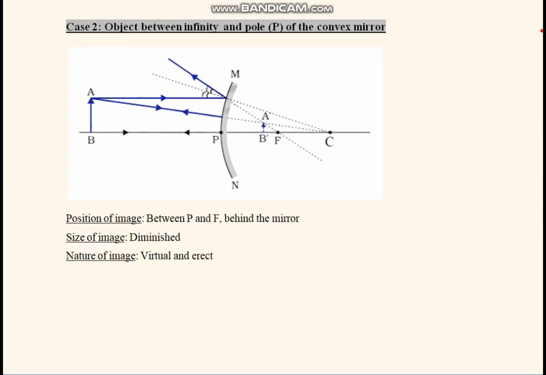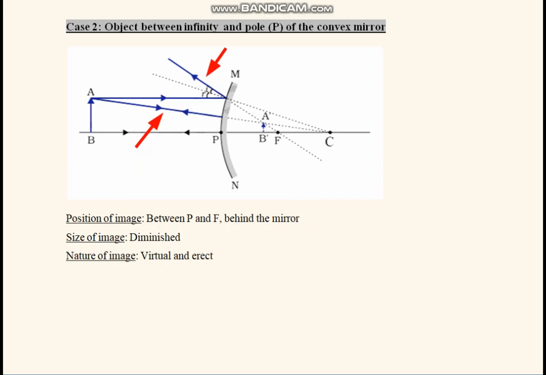The second case is that when the object is lying between infinity and pole of the convex mirror, or you can say when the object is lying anywhere in front of the convex mirror. In this case, suppose AB is the object which is lying in front of the convex mirror. A ray of light parallel to the principal axis appears to diverge from the principal focus of the mirror, and another ray of light which is directed towards the center of curvature, it retraces its path after reflection.